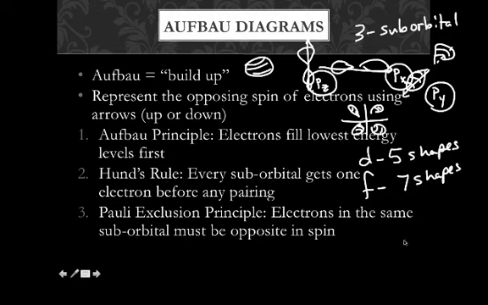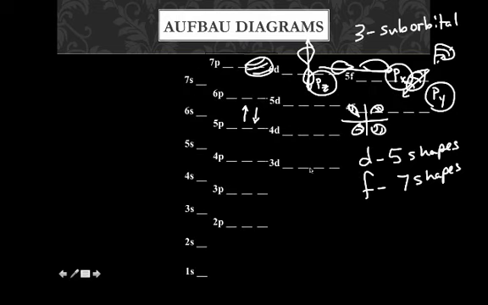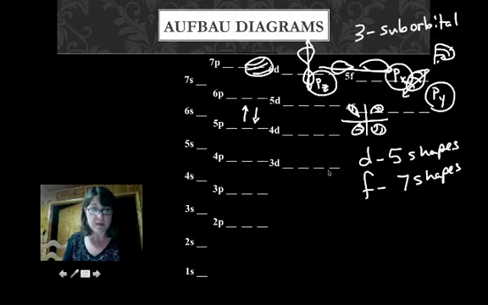These are our rules for Aufbau diagrams. We're going to be building up. That's a German word. It means to build up. And we're going to use arrows to show each electron. Electrons can be in the same orbital if one is spinning up and the other one is spinning down. That's how it works. And again, we're going to go from left to right and from top to bottom on the periodic table so we can fill in our diagram.